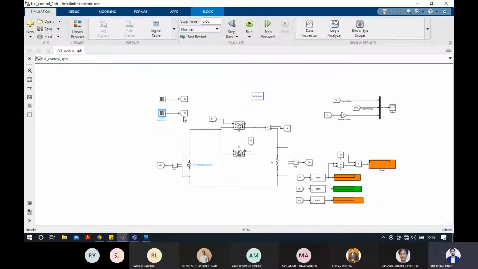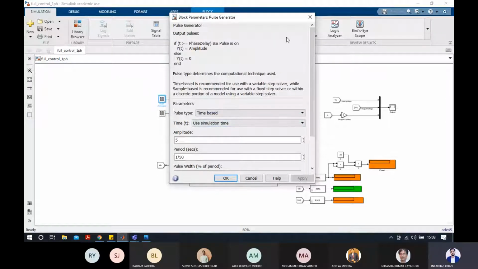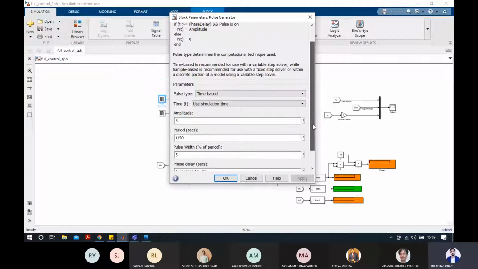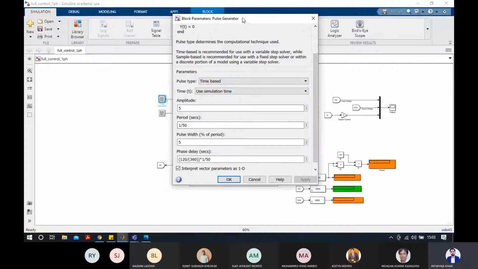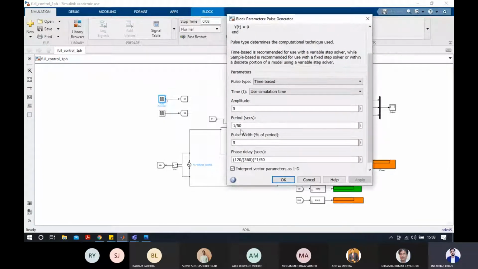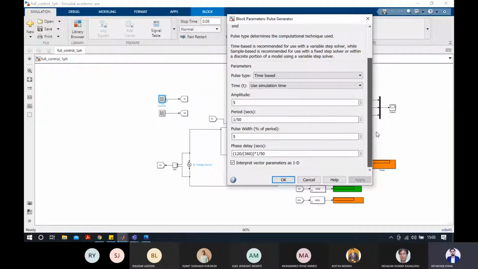How are they designed? For the first one, the amplitude is 5. The time period is 1 by f. Frequency is 1 by time period, so time period is 1 by frequency. It is a similar way to whatever I explained yesterday. That is 1 by 50. Since it is a thyristor, we don't have to worry about the pulse width. We can give it 5%, 1%, 2%, anything.